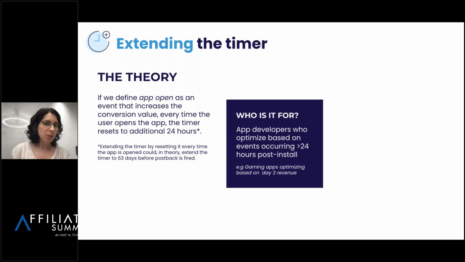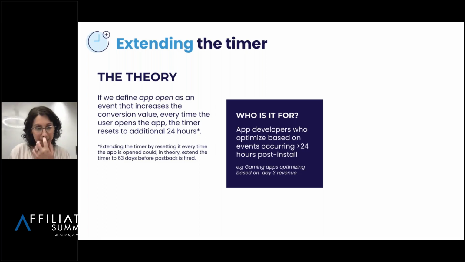So imagine, for example, that you're a game app developer and you're optimizing events based on day 3 revenue, which is often the case with game developers. They're looking at revenue on day 3, day 7, and so on to assess app stickiness and how committed the user is to playing the game long term. So in theory, you can extend the timer.